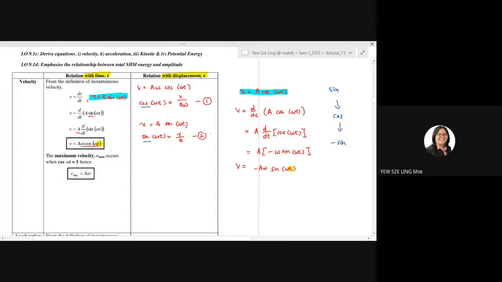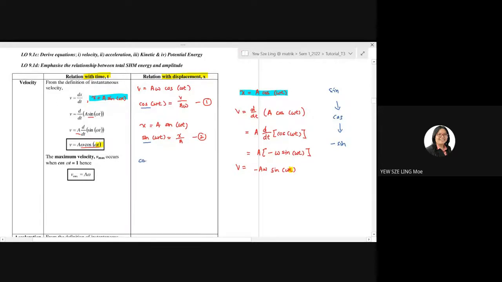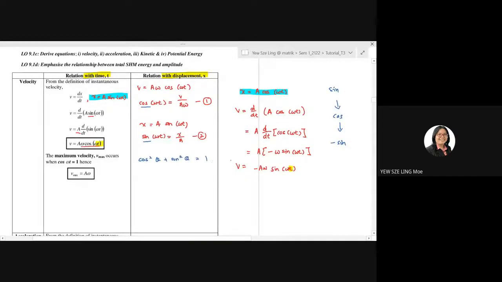If you try to recall things that you learned in trigo identity, cos and sine, we can join them by using this relationship: cos square theta plus sine square theta equals to 1. This is the best equation to use to link these two equations together, so that they can be combined into one equation.